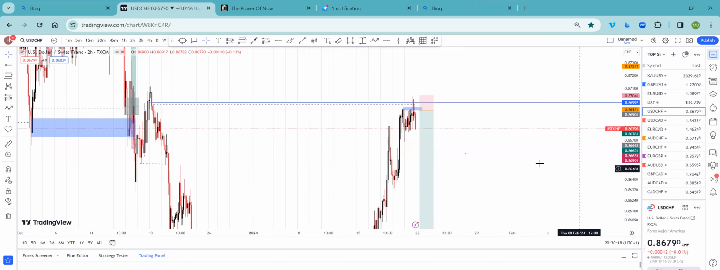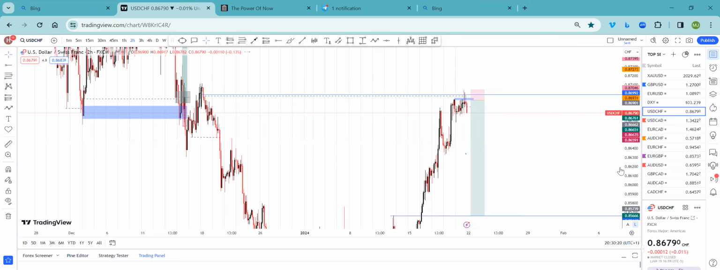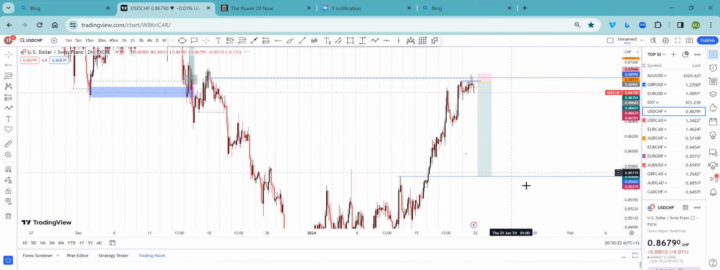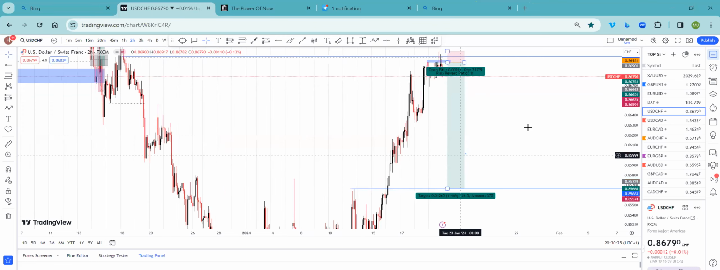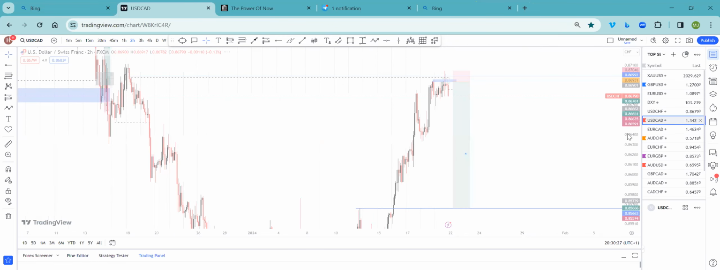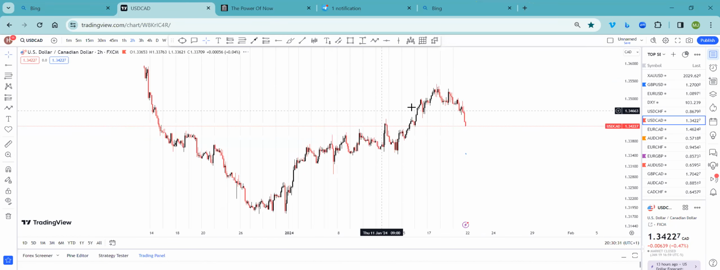If you look at the 2 hours, the momentum is already there. So there's a higher possibility we also sell off since the DXY is also coming down. Now, USD CAD as well. USD CAD has also been selling massively.